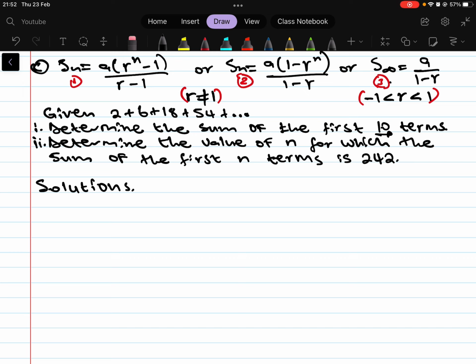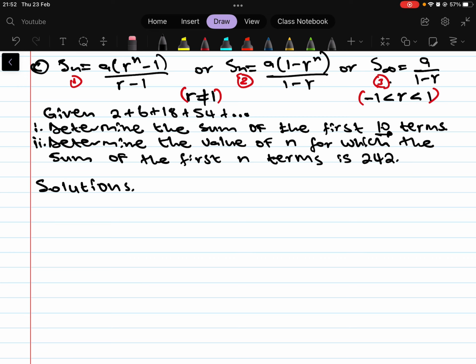However, the first one and the second one, they are pretty much the same formula. You can just pick whichever one you like between those two. With the third one, you only use it if you are required to calculate the sum of all the terms up to infinity. So we have a question here.